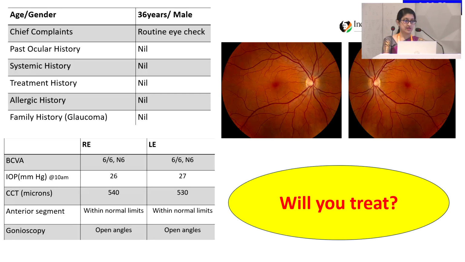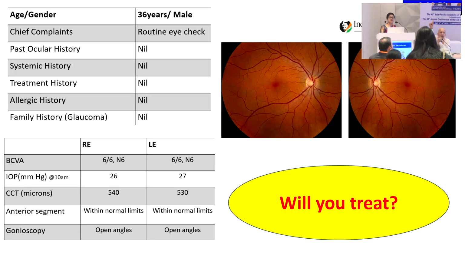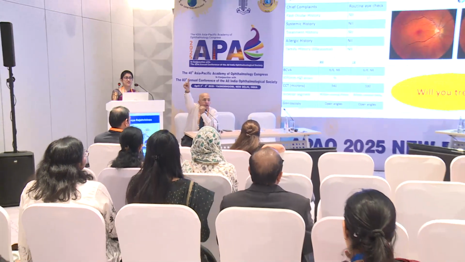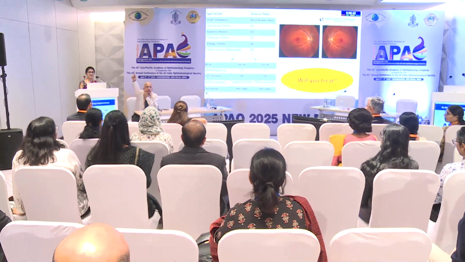How many people will treat? I've given you the pressures, I've given you the corneal thickness, and they match. And the pressure is high, 26 and 27. How many people will treat? Okay. The others will not treat? Come on, you have bank balances to take care of also.